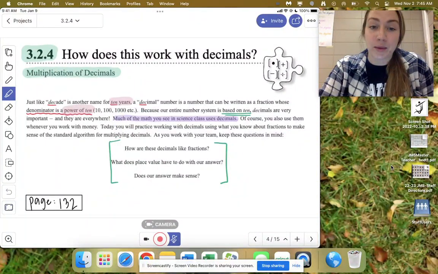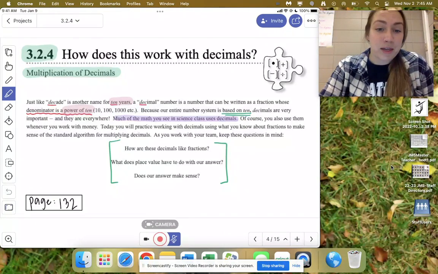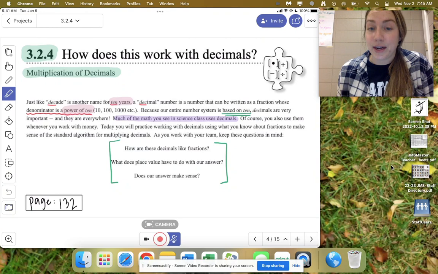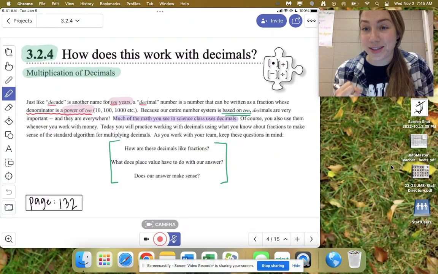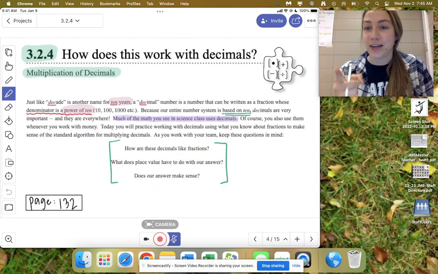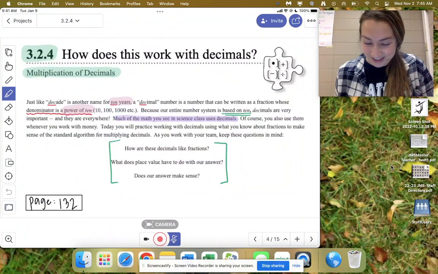Today, you're going to practice working with decimals using what you know about fractions to make sense of the standard algorithm for multiplying decimals. As you work with your team, keep these questions in mind. How are these decimals like fractions? What does place value have to do with our answer? And does our answer make sense? We always are saying that, right? I always say that. Does your answer make sense? Don't just say yes. Actually see if it makes sense.